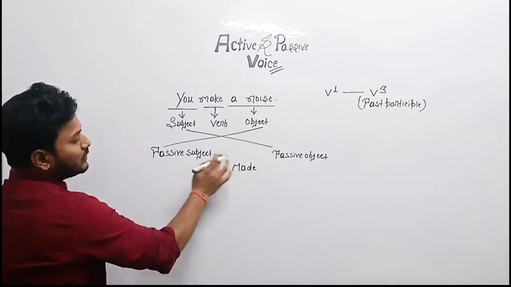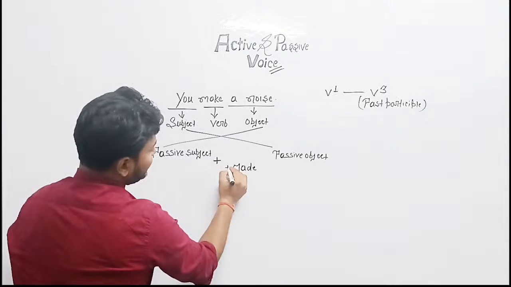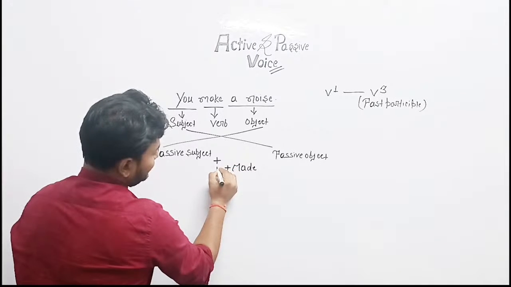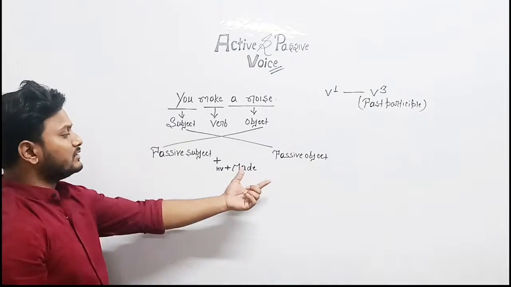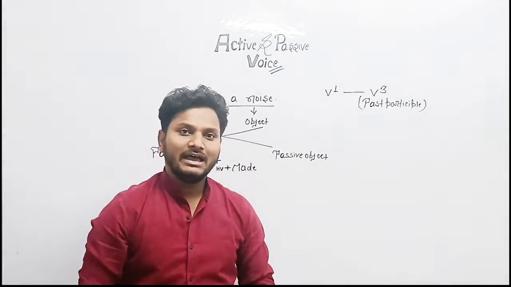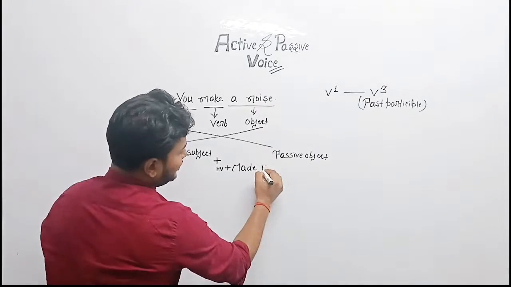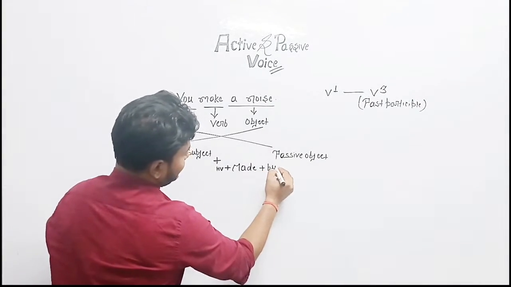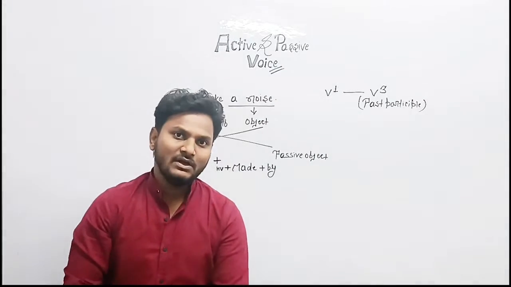Before made, what do we have to do? Before it we have to add a helping verb. Always remember this: before the verb we have to put a helping verb according to the subject. Now after the verb we have to put "by." So in this format you can convert active into passive voice.